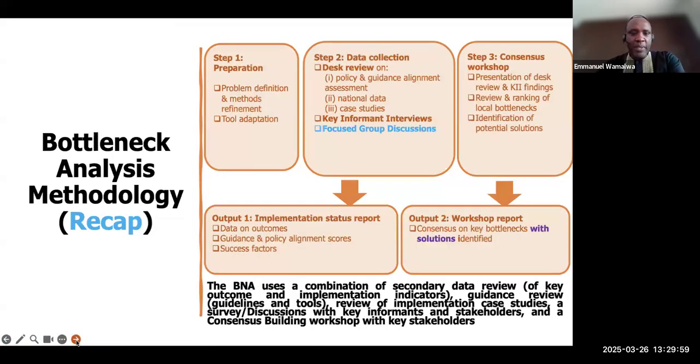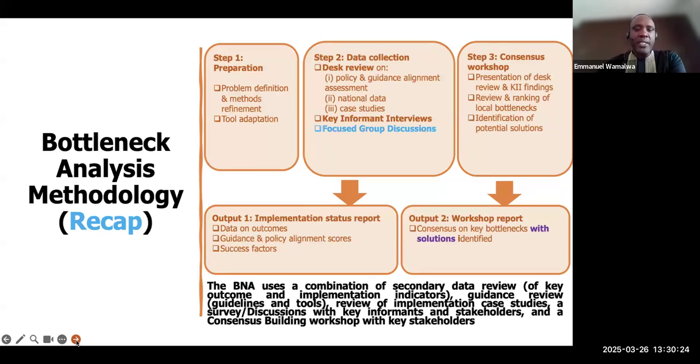So basically, in terms of the methodology, we did adapt the WHO methodology of the BNA. The first thing was doing in-country preparations and tool adaptations. There were consultations. And then we did the second process, which was the data collection, including key informant interviews.